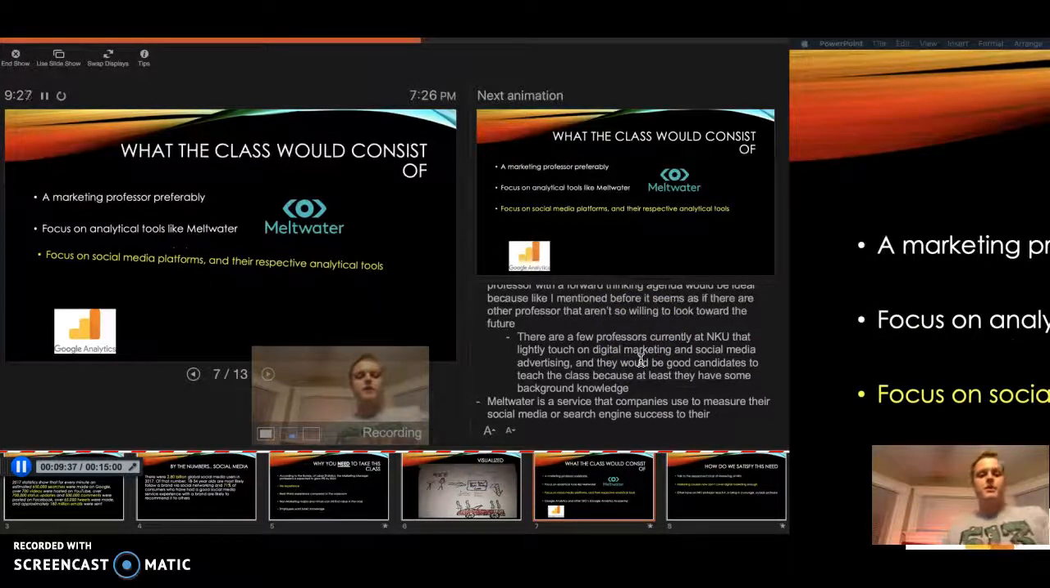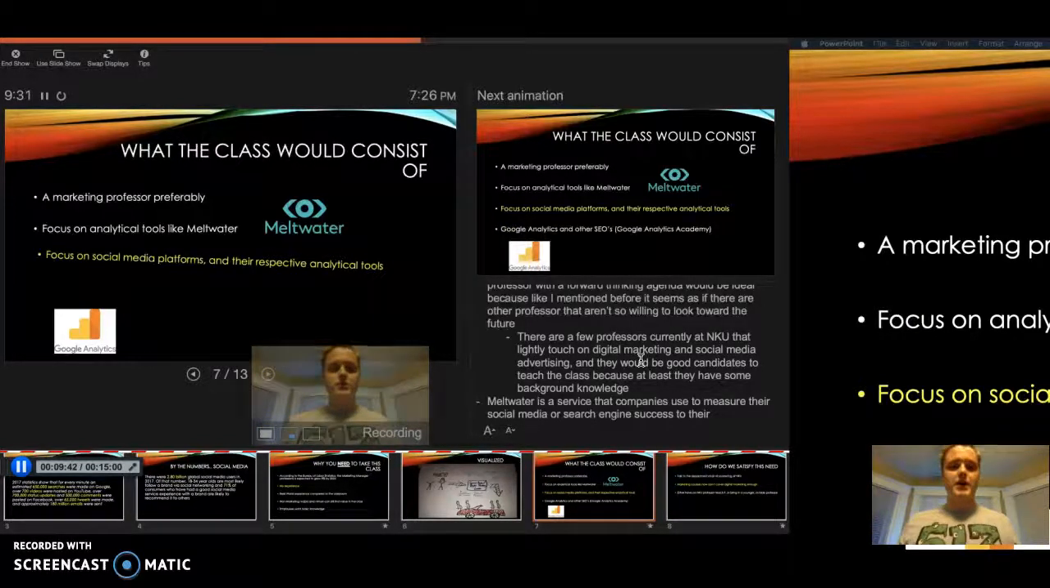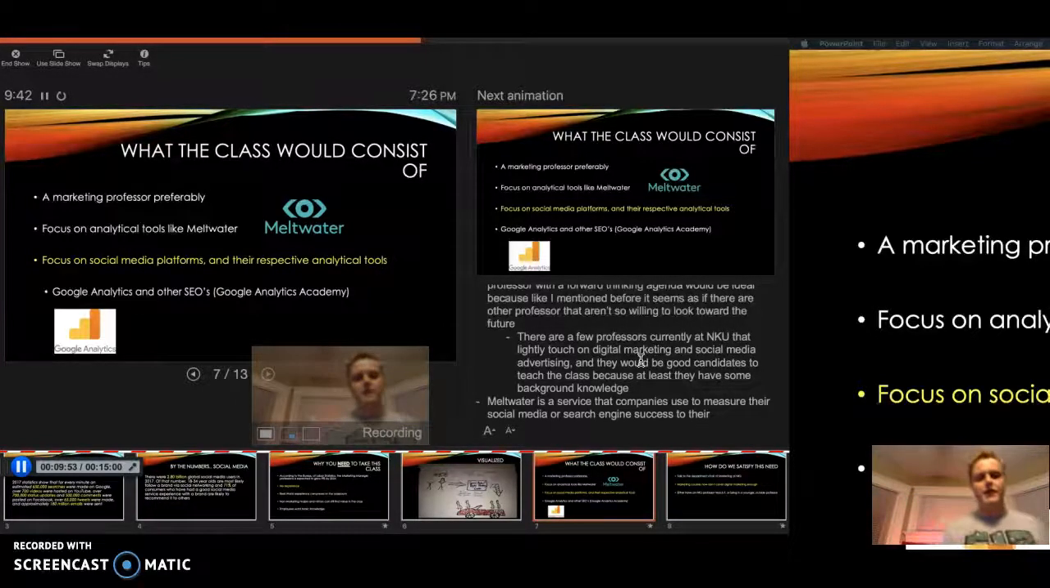So like I was talking about earlier, Meltwater is a social media analytics tool that a lot of these companies pay extra for, and that basically gives them insight on how their brand is doing compared to their competitors, looking at data from Twitter, Facebook, Google search, and stuff like that.